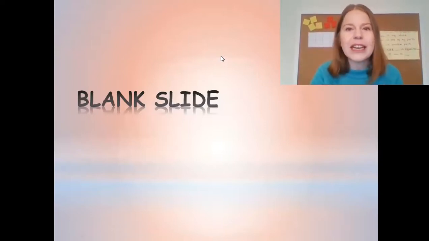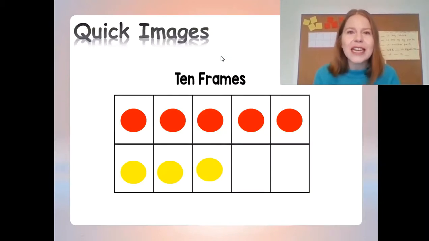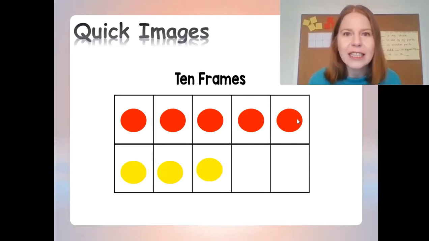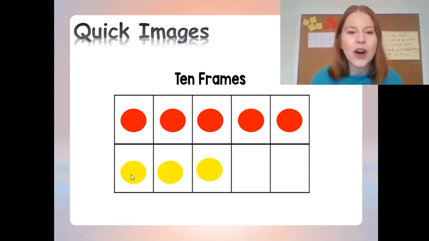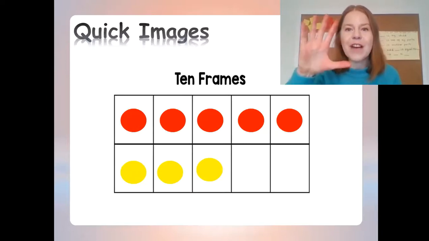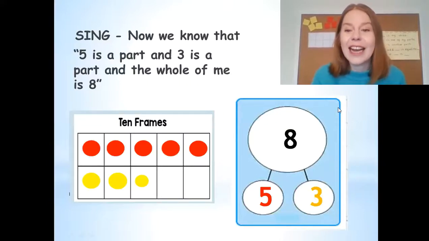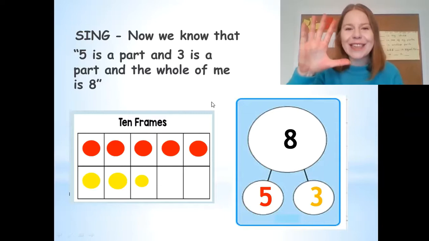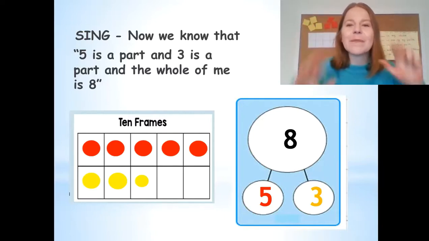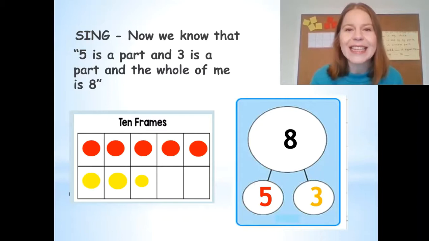But now I wonder if you can tell me, how can you see the number 8? How many are on the top of our tens frame? 5. And how many can you see on the bottom? 3. So now we know that 5 is a part and 3 is a part of 8. Look, we can see it in our part whole model. And we can sing the song, 5 is a part of me and 3 is a part of me and the whole of me is 8.